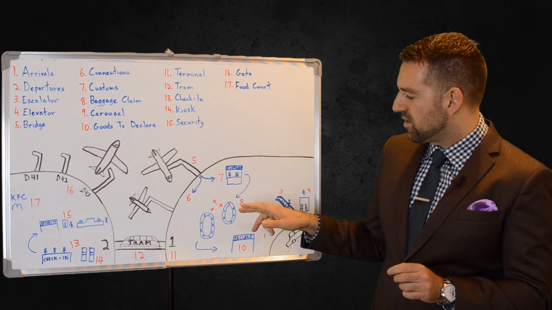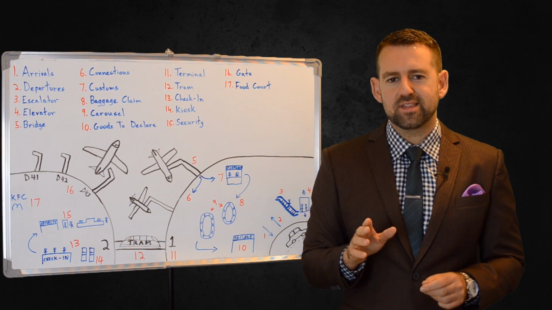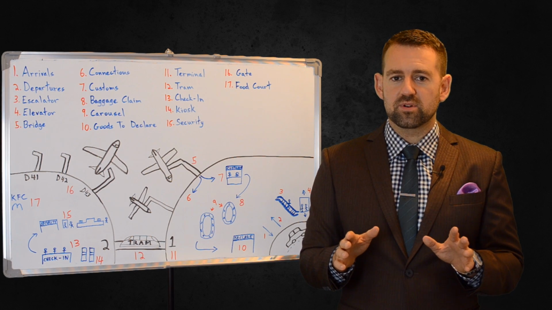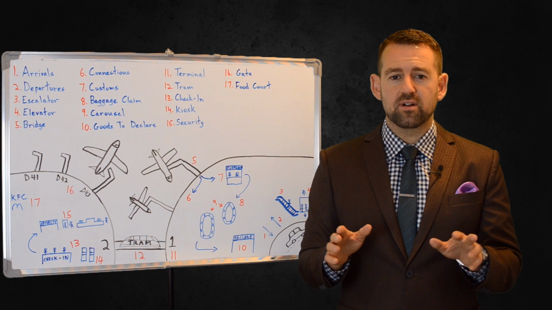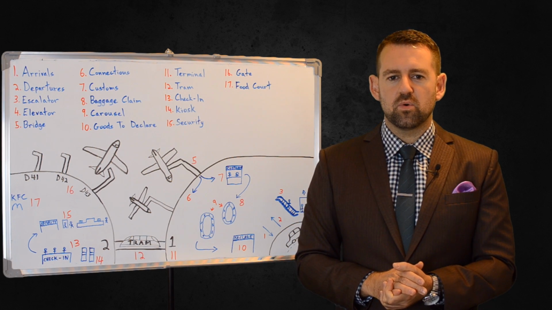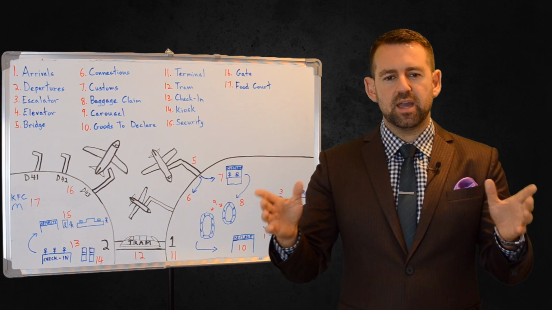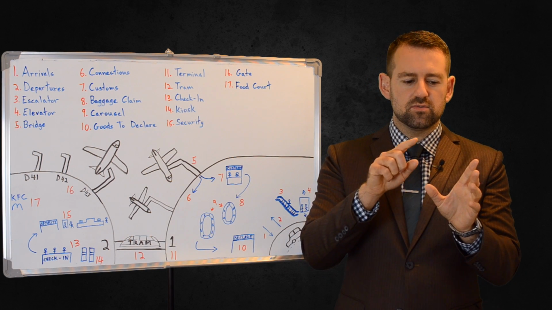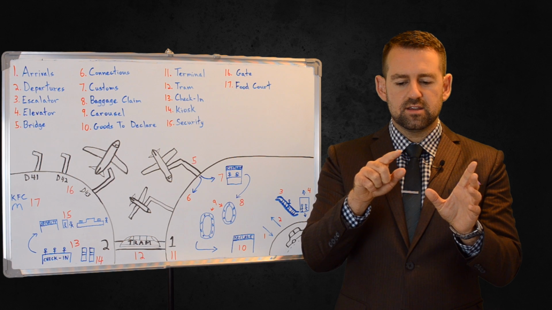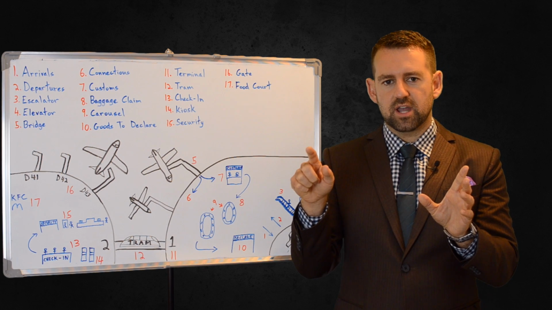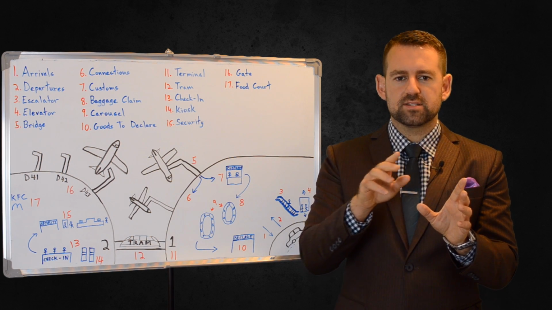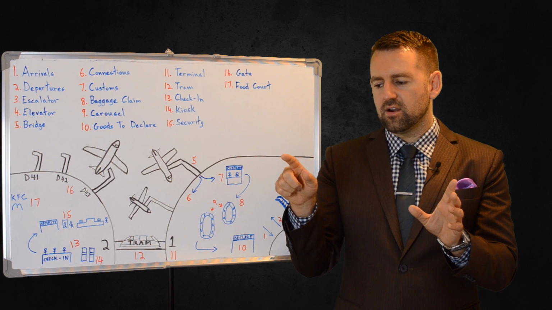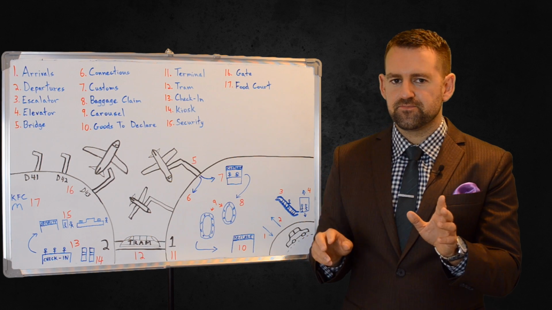Now you need to make sure that you wait at the right carousel, because big airports might have 20 or more carousels. So when you enter the baggage claim area, you'll see a sign and you need to find your flight and then the right baggage carousel. For example, it might say Air Canada from Shanghai, carousel number 15.